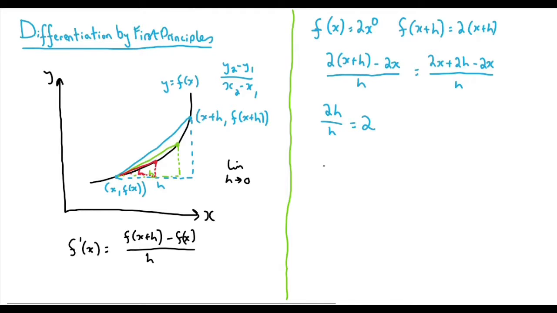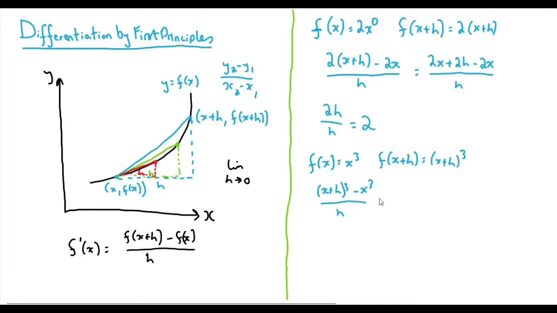And just another example, if we'd had f of x was instead x cubed, what this becomes is f of x plus h is x plus h cubed. So putting it in the formula, you have x plus h cubed minus x cubed over h. Now we are going to have to expand this.